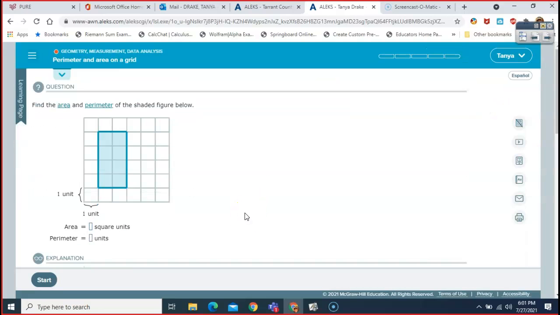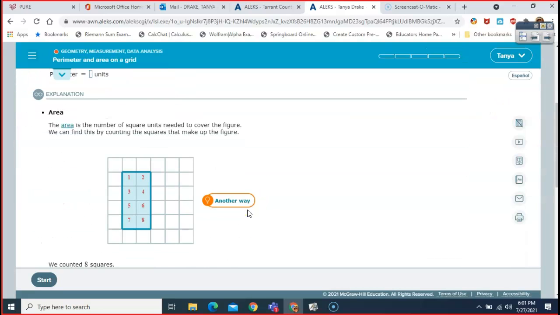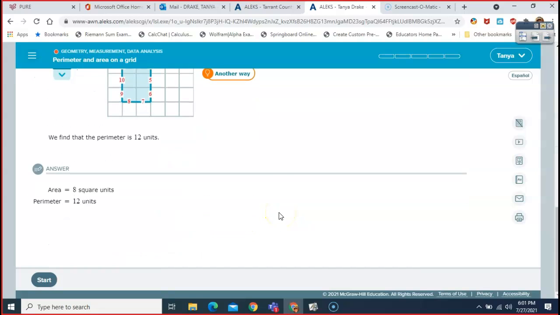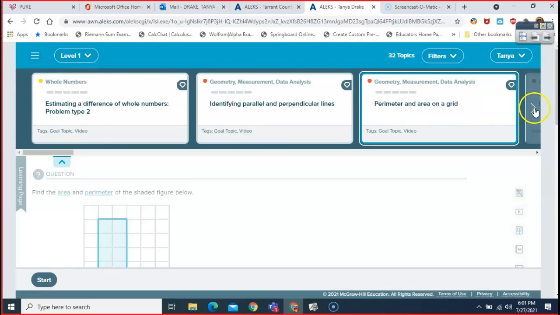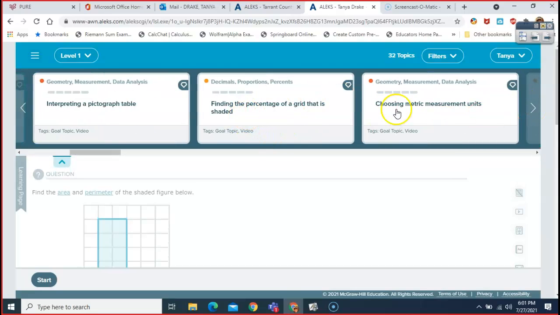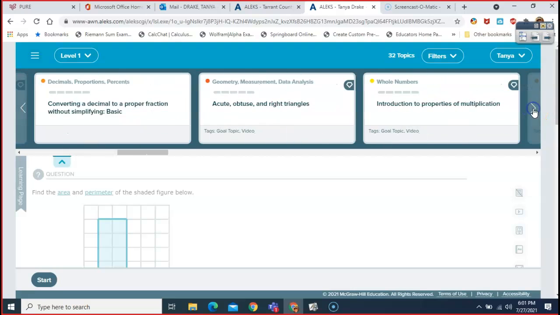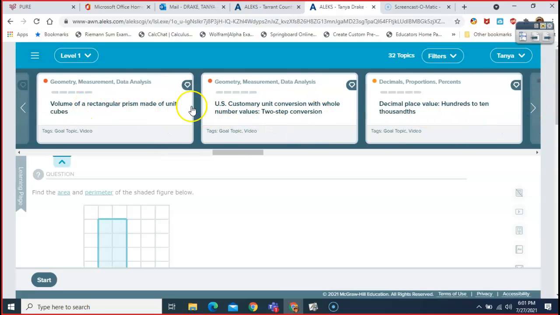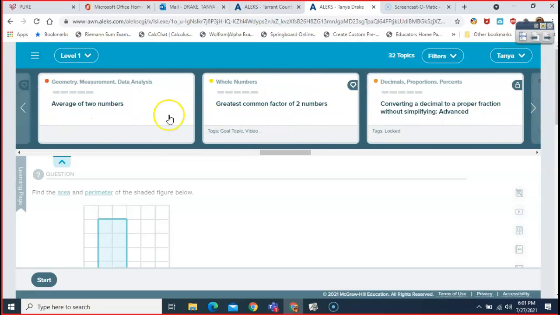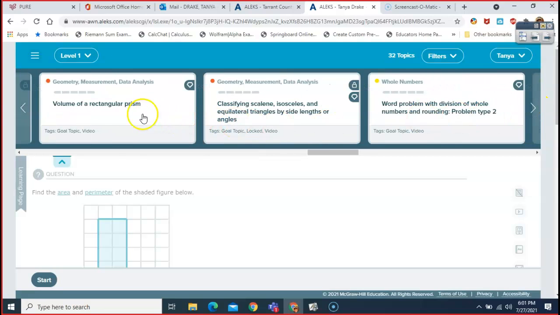Okay, what about this? Is this something? This is just perimeter and area. I don't think that's the same thing you were asking about. Let me keep going. Yes, ma'am. Choosing metric. Oh, obtuse. Okay. I do not. Volume of a rectangular prism. Nope. Classifying. Nope.